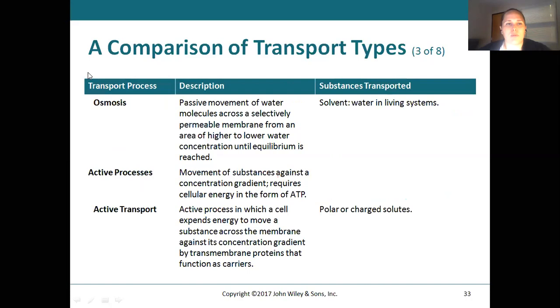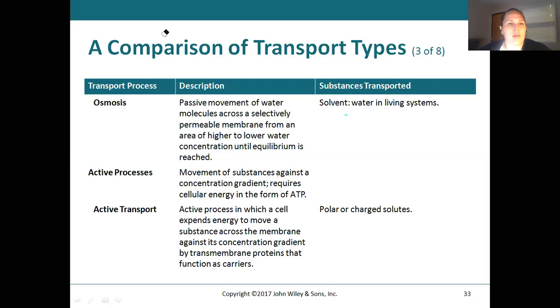Okay, we talked about osmosis and the movement of water across the selective membrane from an area of higher to lower concentration until equilibrium is reached, and that transports the water in living systems.